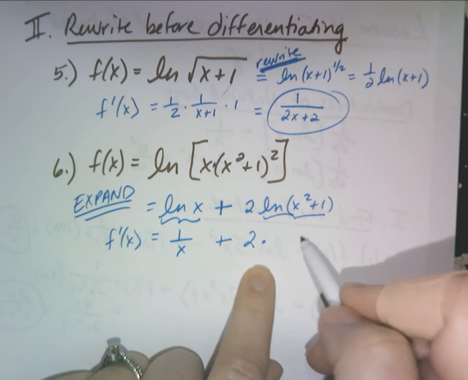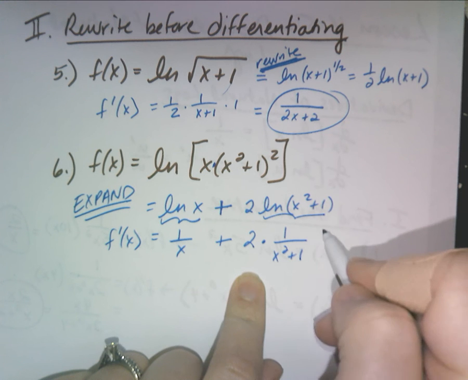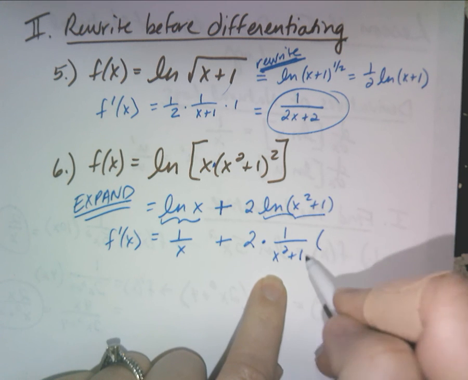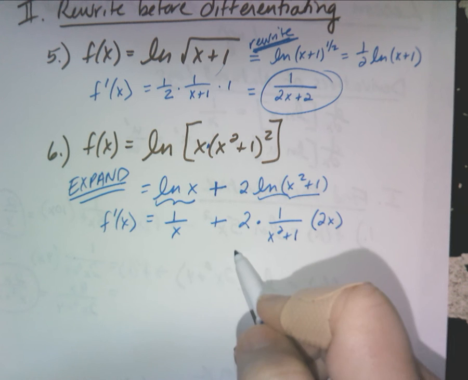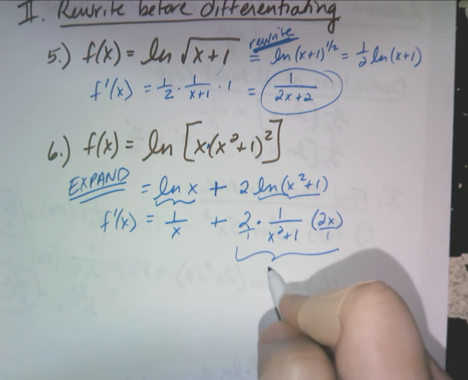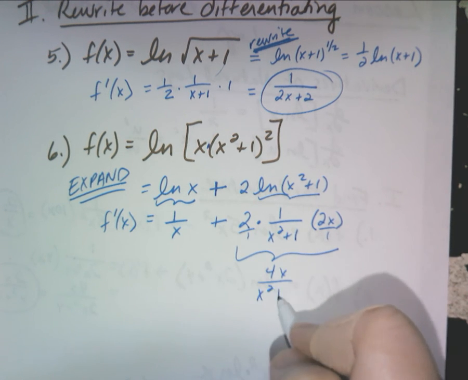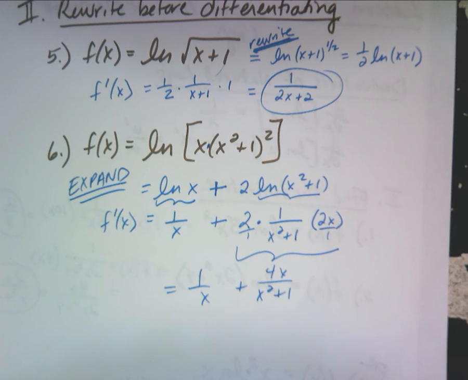What would the derivative of ln x squared plus 1 be? 1 over x squared plus 1 times its chain, times 2x. So I do want this part cleaned up. This will become, again, think of this as being over 1, this is being over 1, so this would be 4x over x squared plus 1, plus 1 over x. I will let you leave it like that.